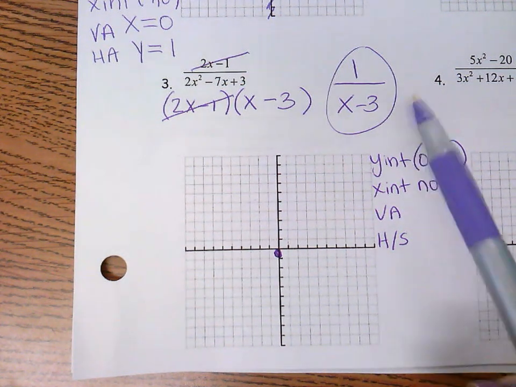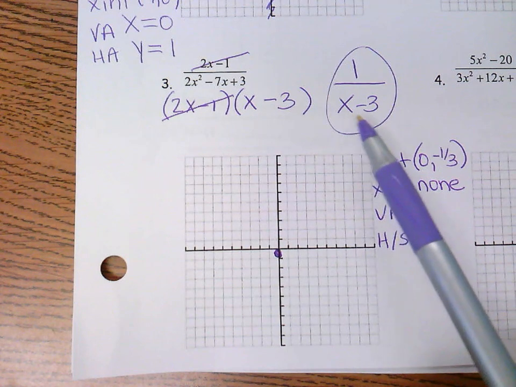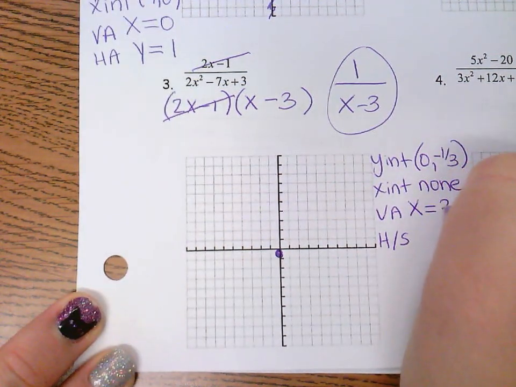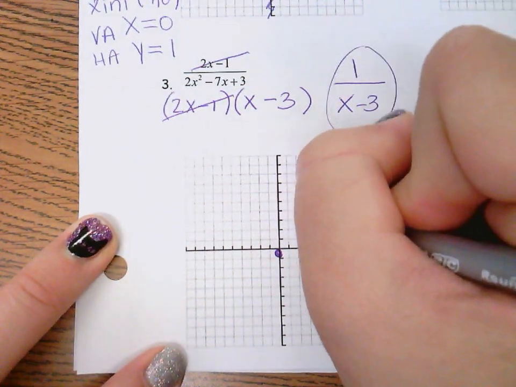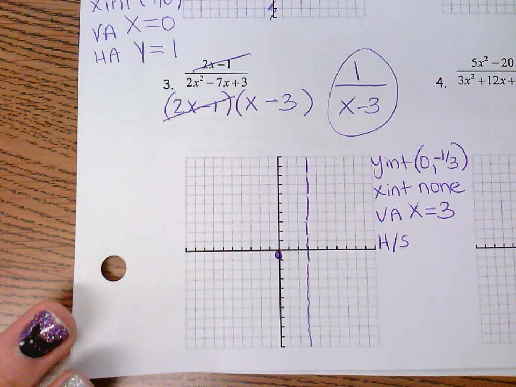What's my vertical asymptote? What makes the denominator undefined? 3. So x equals 3 is my vertical asymptote. So I'm going to dot in my vertical asymptote. Aiden, I gave you this, right? You have it, and Emily, you have it. Everyone has this set of notes.